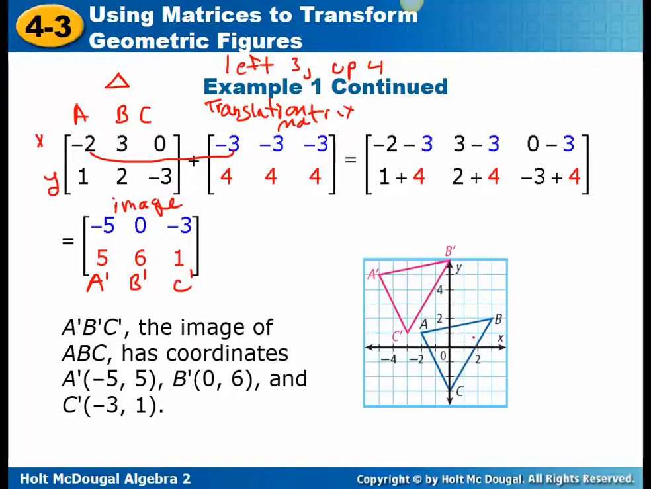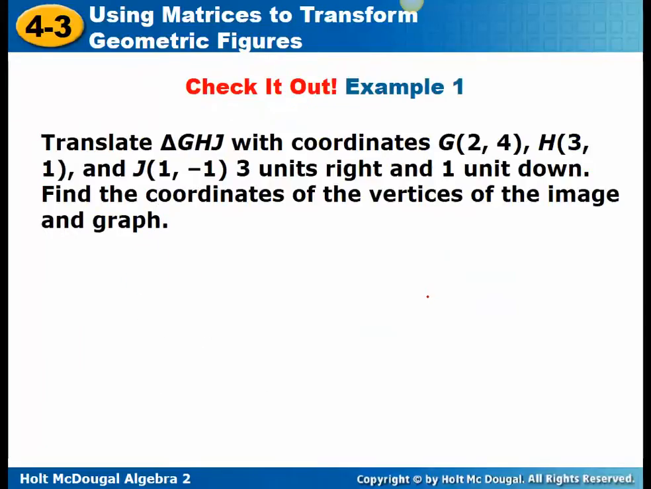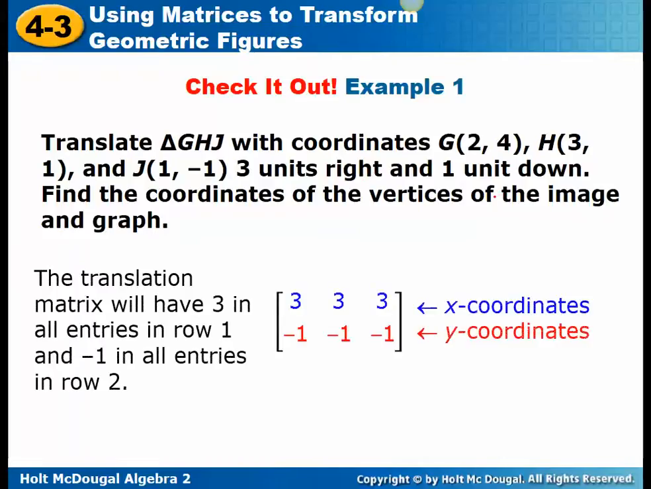And here is our pre-image in blue, ABC, and our image after the translation 3 left and up 4 is that purple A prime, B prime, C prime. Here's another example. We're starting this time with triangle GHJ, and we want to translate it 3 units right and 1 unit down. So you need a translation matrix to do the translation. That will be +3 for the x coordinates because we're moving 3 units right, and -1 for the y coordinates because we're moving down 1.